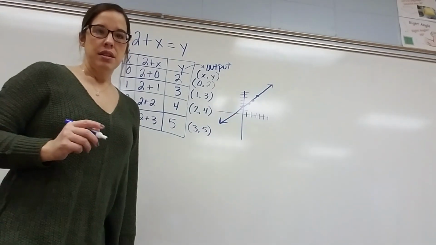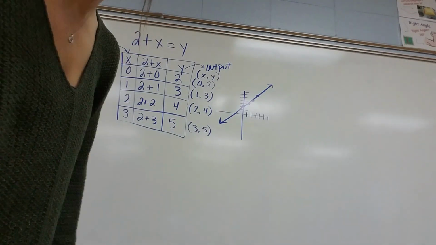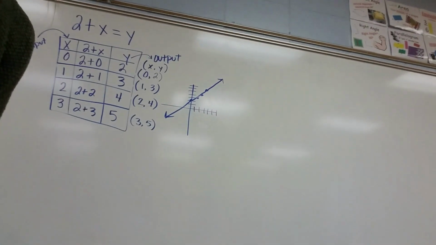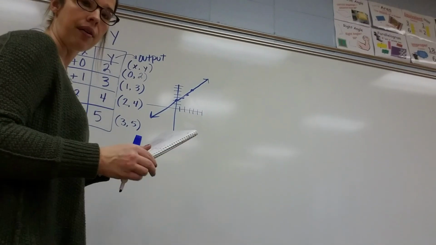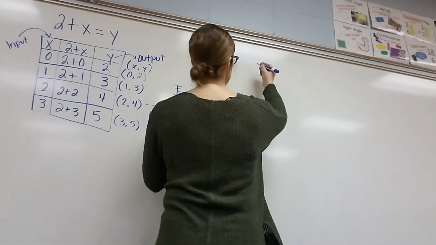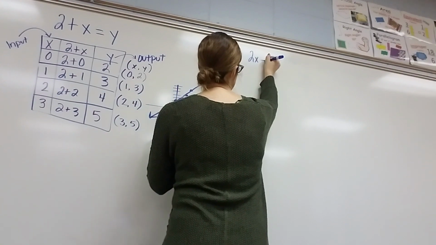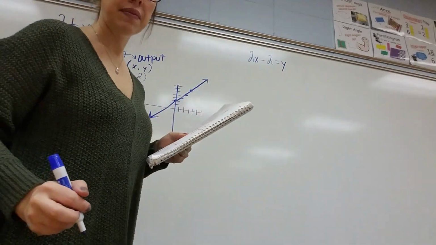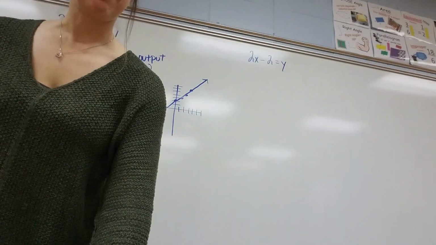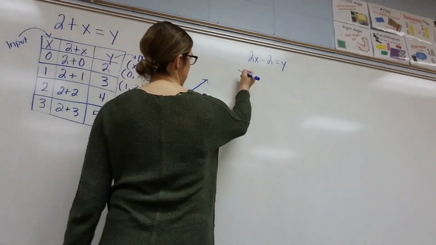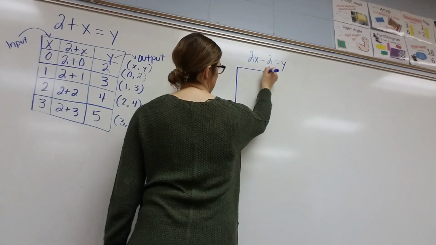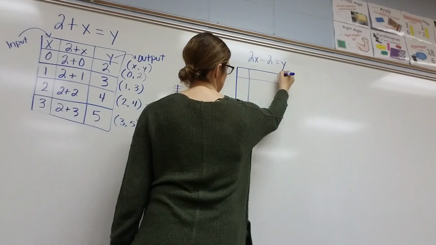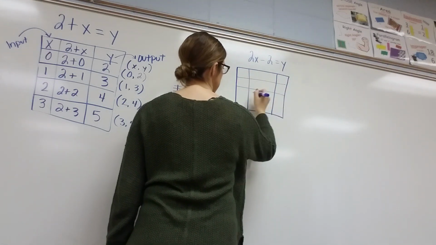Okay? So we're going to do one more real quick, and I'm going to scoot this camera over a little bit. So, if I give you the equation 2x minus 2 equals y. Okay? So we're going to make a very small function table here. I'm not going to do as many as last time. We're just going to do a couple.